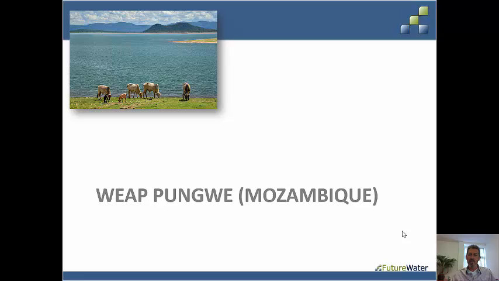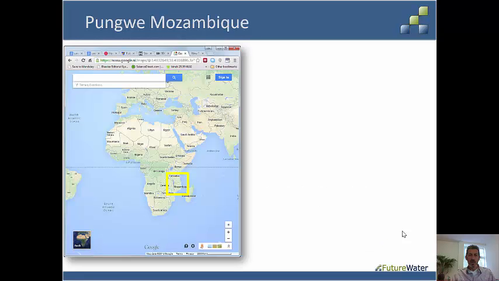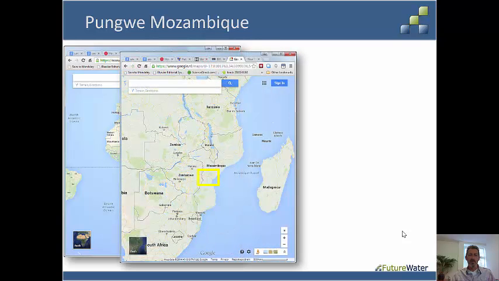The government asked us to support them in developing this WEAP model so they can select some interventions and explore what the impact of these interventions will be on water supply and water shortages. If you're not completely familiar with Mozambique, it's a country in Southeastern Africa. The capital is Maputo, which is in the south, and our study is on a basin called the Pungwe Basin, which is in the central part of Mozambique.